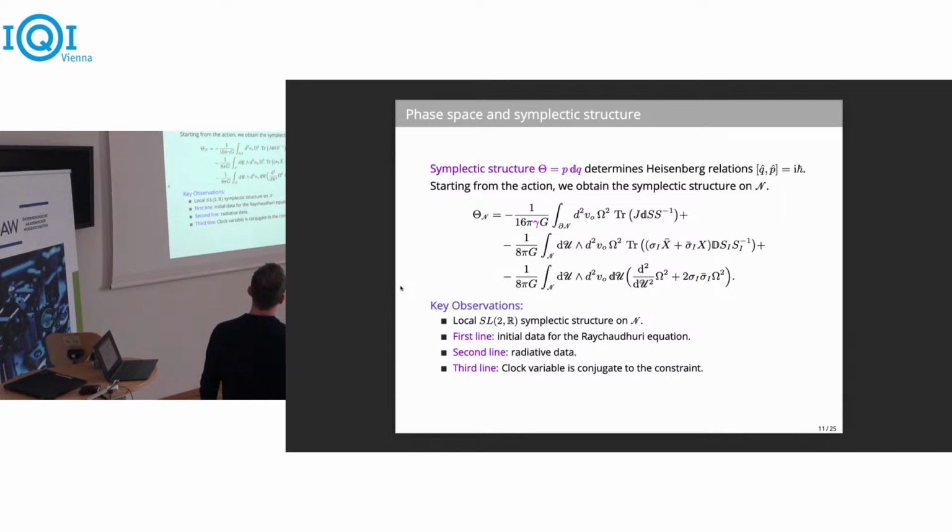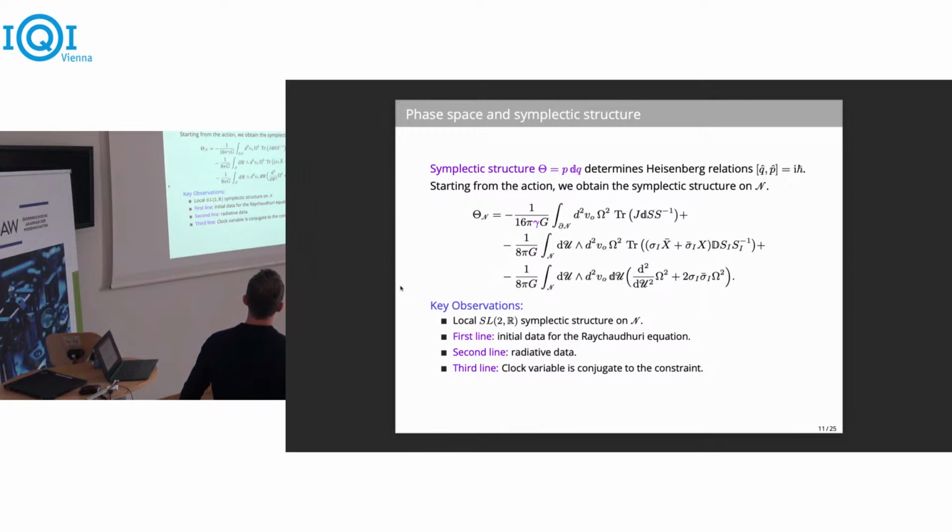And then there's the second line. These are somehow bulk degrees of freedom, or degrees of freedom that live along the null hypersurface. These are the radiative modes, and these are precisely these shear degrees of freedom. Don't wonder about this sub-index I. I will come to that in a moment. It's not that important. So the second line encodes the shear degrees of freedom. This SL2R matrix is canonically conjugate to an SL2R Lie algebra element.